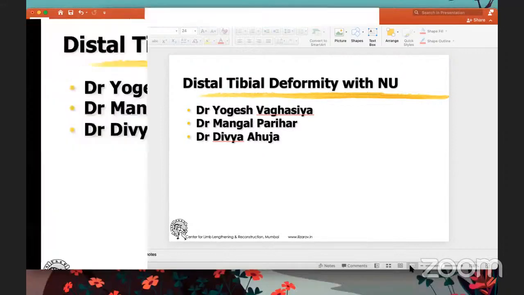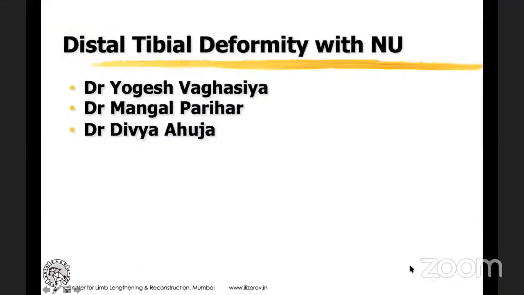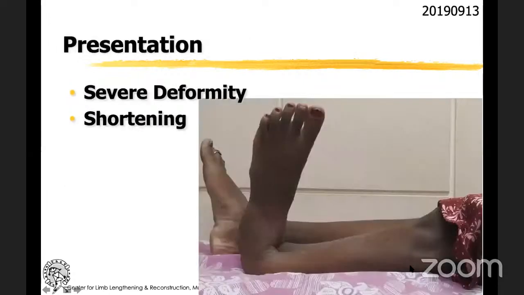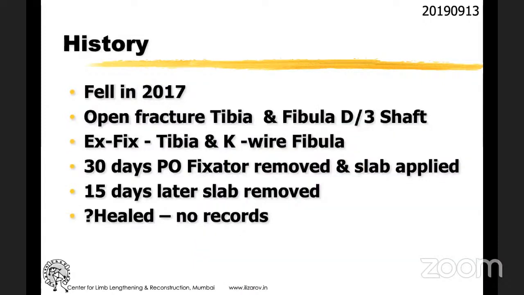Okay. Good morning, everyone. I'm going to present a case of distal tibial deformity with non-union. A middle-aged female patient came to us with complaints of severe deformity and shortening of the left leg. She gave a history of a fall in 2017. She fell from 8 to 10 feet height and sustained an open fracture of the tibia and fibula, distal third shaft. She immediately underwent surgery.